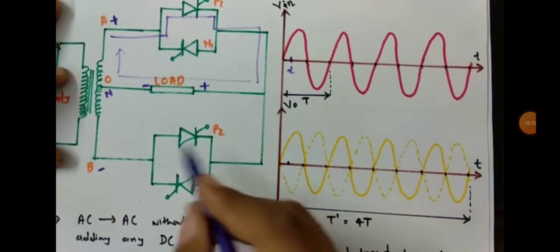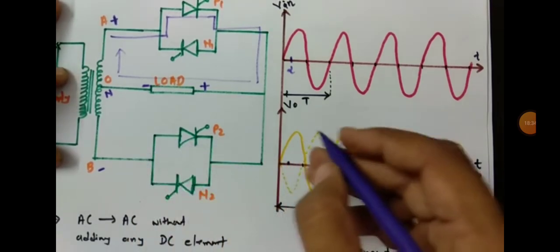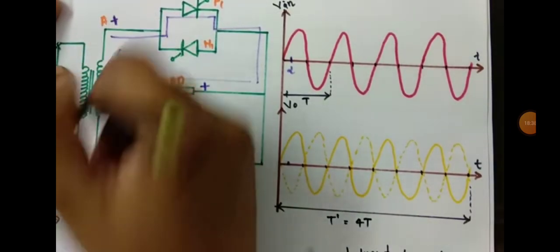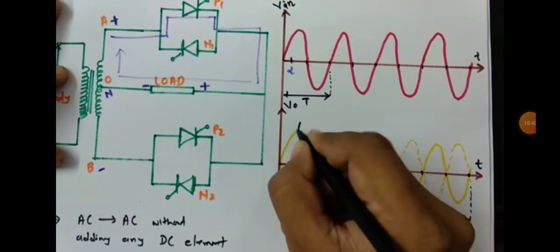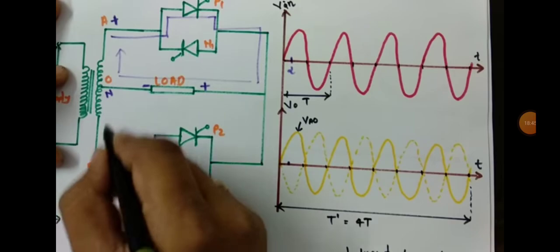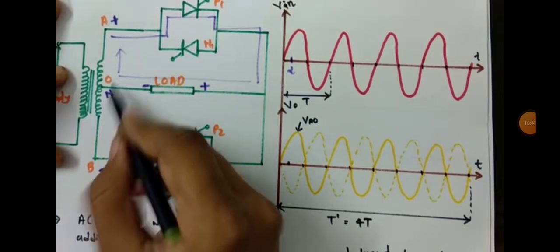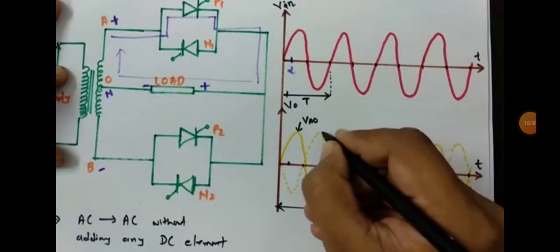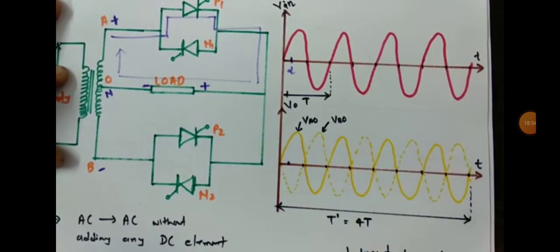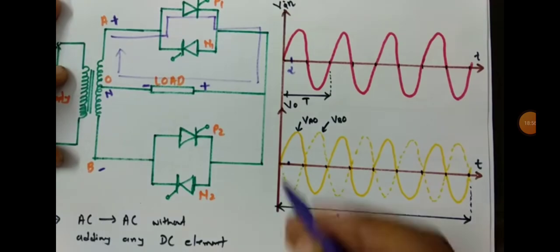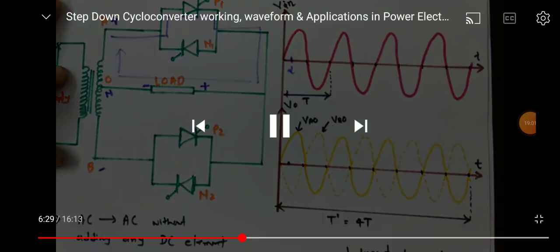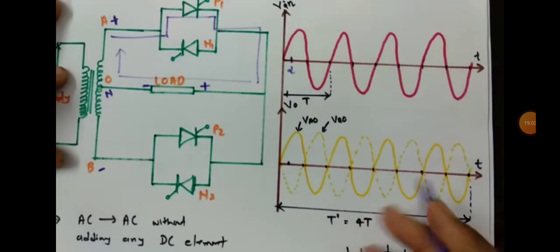Now what is the envelope? Ultimately, one can say this dark yellow line is the VAO voltage, and the dashed line is VBO. When VAO appears positive, at that time VBO appears negative. That is how this envelope will be there.